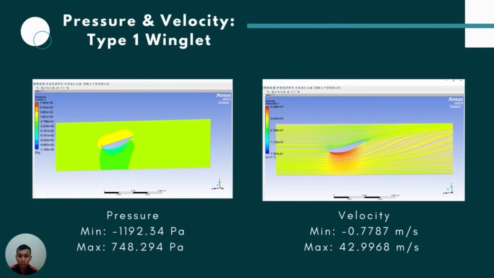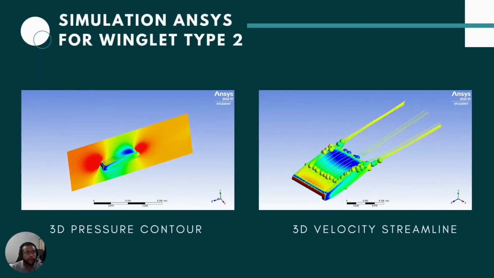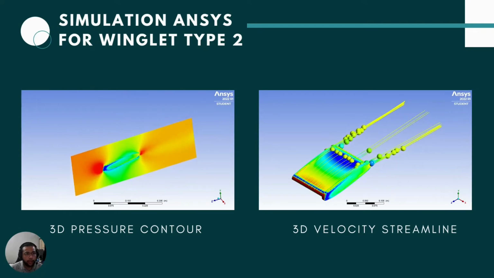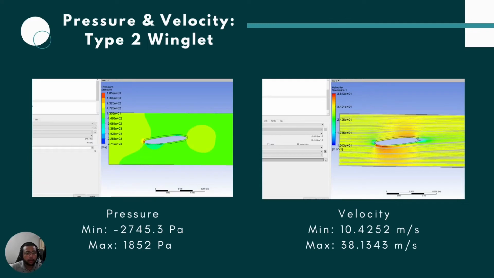For the velocity simulation, we started with 30 meter per second, then we repeated with 40 and 50 meter per second to find the result. As you can see, the simulation shows the pressure contour at the YZ plane, and the velocity streamline indicates the airflow was from left to the right.